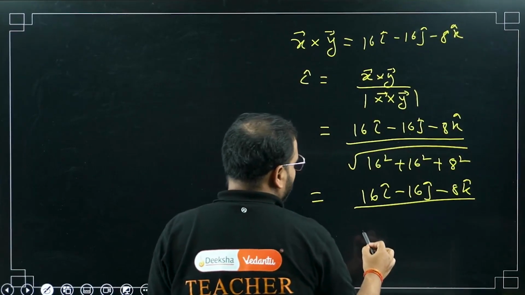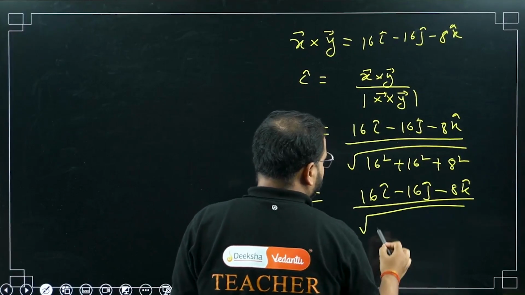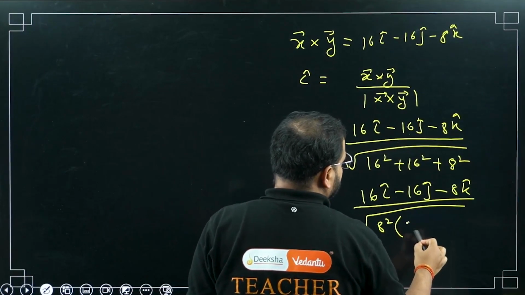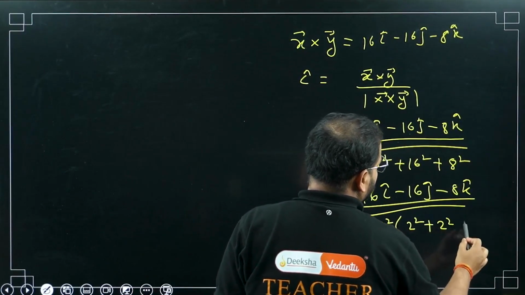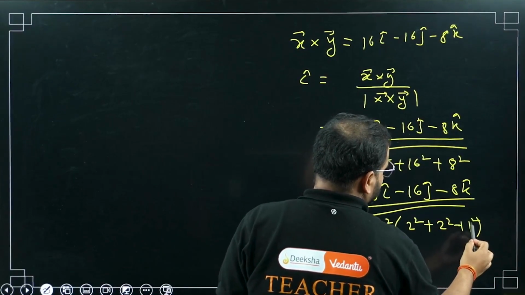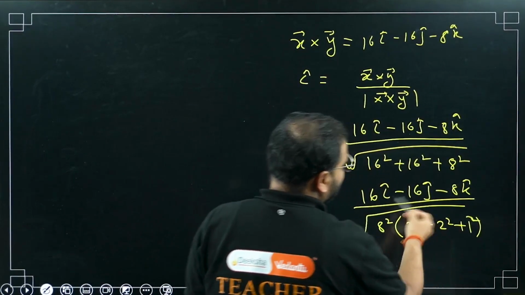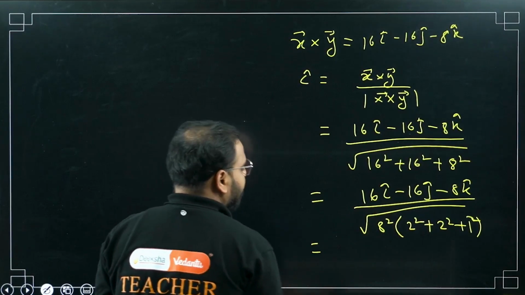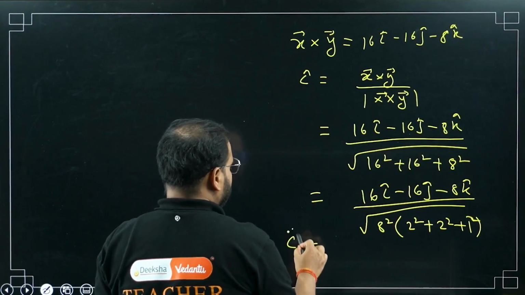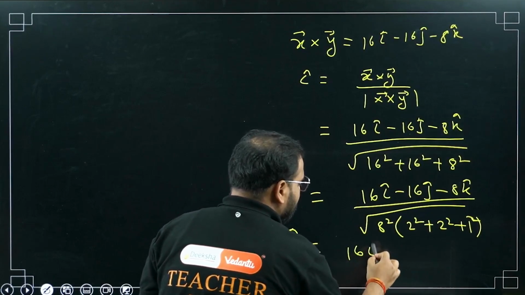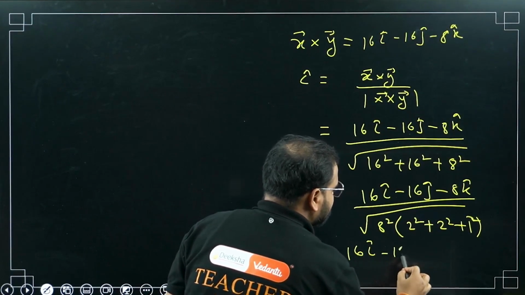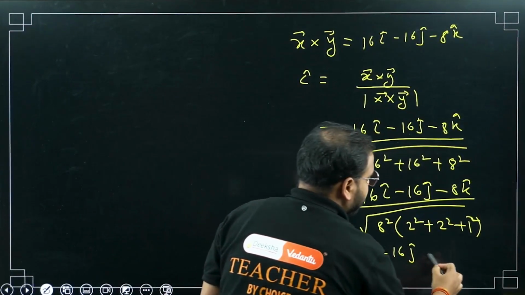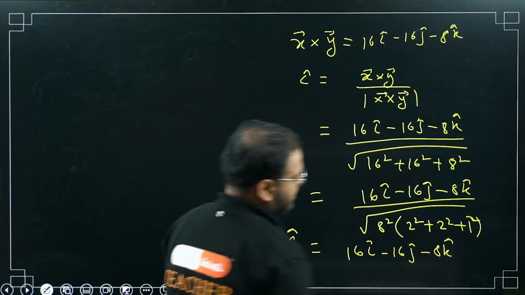So take 8 square common, bacha. If I do that, what do I get? I get here 2 square plus 1 square. I'm taking 8 square common in the denominator, right? Now I take 8 square outside. What am I going to get? This is c cap only. I get 16i cap minus 16j cap minus 8k cap.